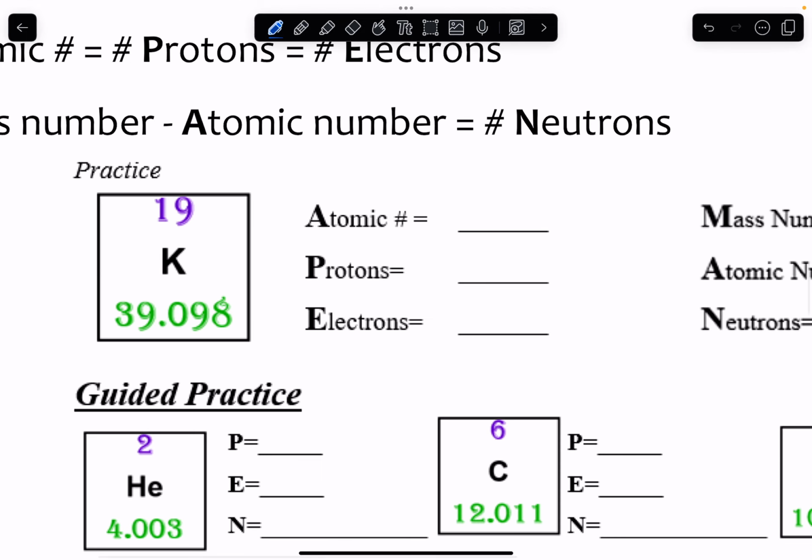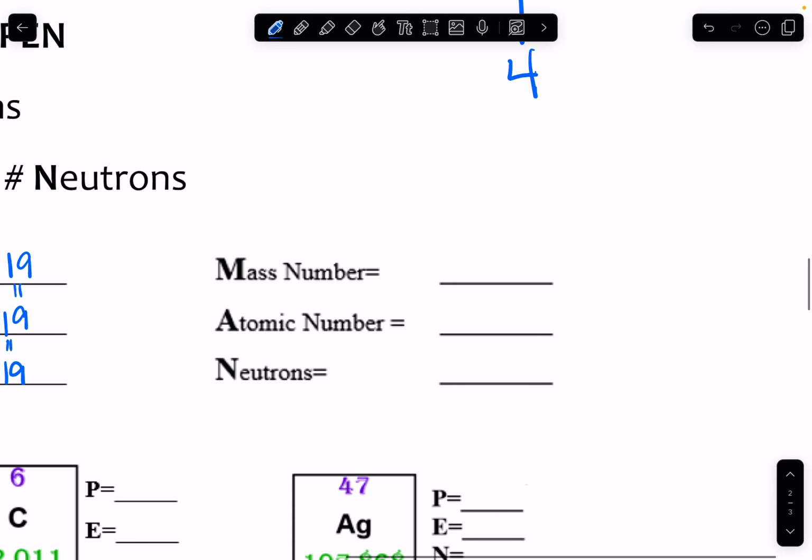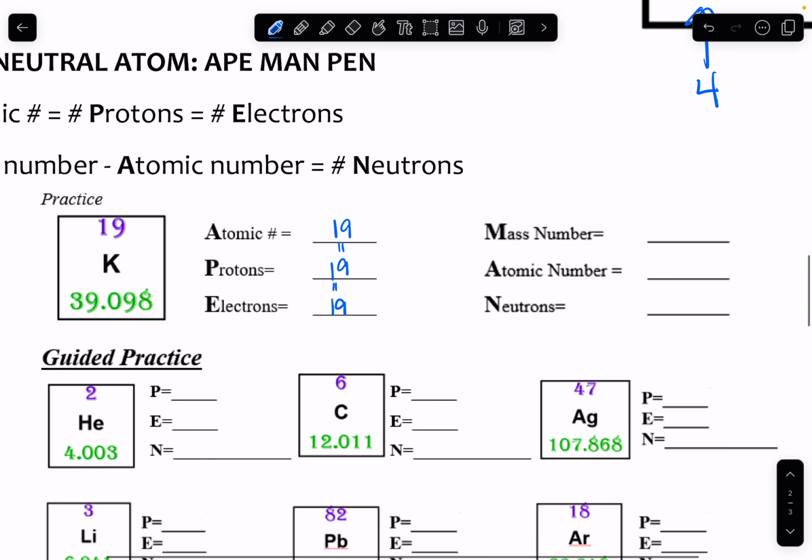All right, I have potassium. My atomic number is 19. So the number of protons is equal to my atomic number, which is 19, which is equal to the number of my electrons, 19. All right. So then I take my mass number. I'm going to round my atomic mass from 39.0 to 39. Subtract my atomic number, which is 19. That gives me 20 neutrons. All right.